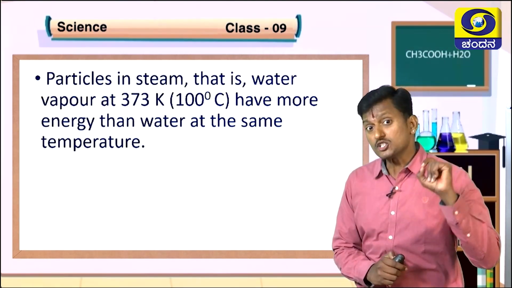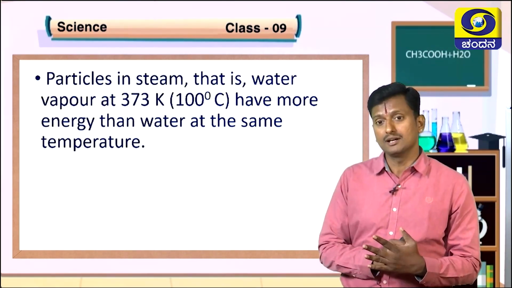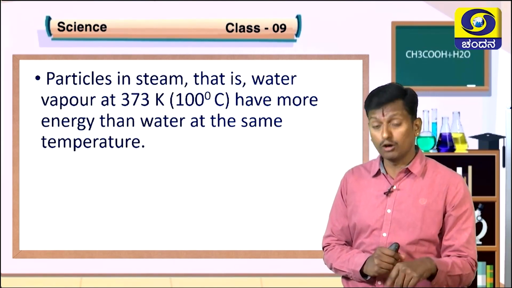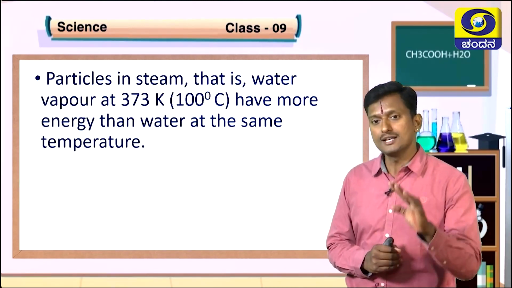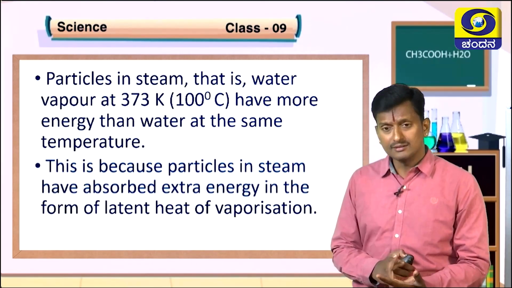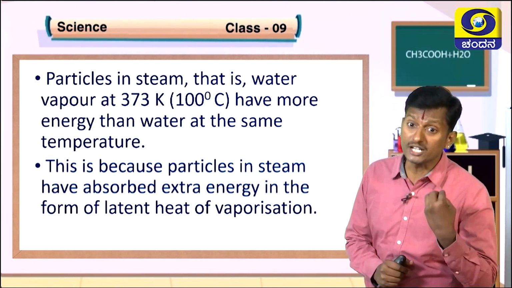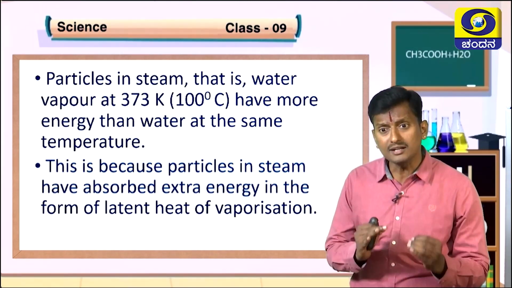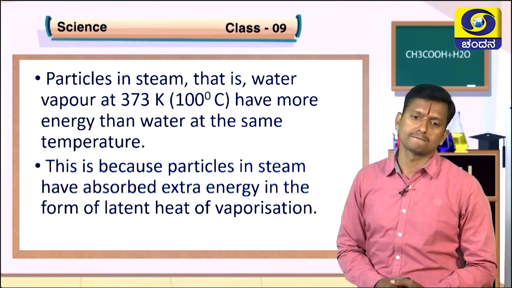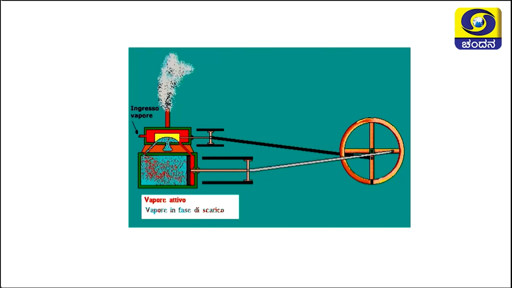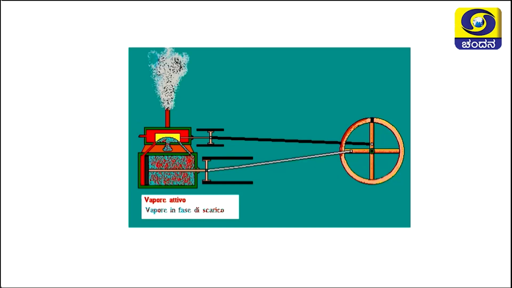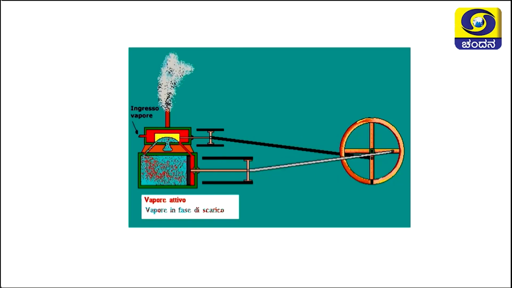So, particles in steam, that is water vapor at 373 Kelvin or 100 degree Celsius, have more energy than water at the same temperature. This is because particles in steam have absorbed extra energy in the form of latent heat of vaporization. It's clear now? See, we are producing the steam from water. Compared to boiling water, steam has extra energy. In the olden days, this steam was used to run machines called steam engines.